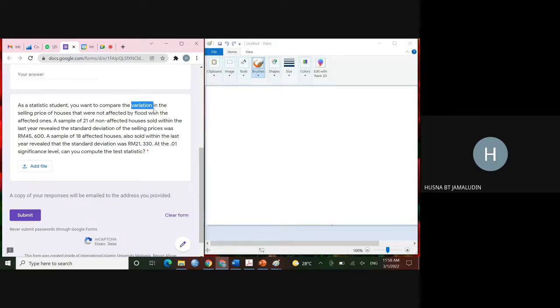So yeah, you want to compare the variations in the selling price of houses that were not affected by flood with the affected ones. So here you have two things, but we are talking about variation. So make sure that you are not confused with two sample tests. Previously you were talking about two sample tests, comparing two things in terms of the mean only. You are not comparing in terms of variation. So two sample tests cannot compare the variation. Only ANOVA can compare variation.